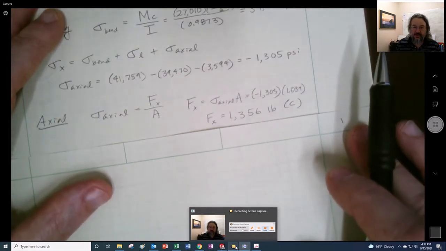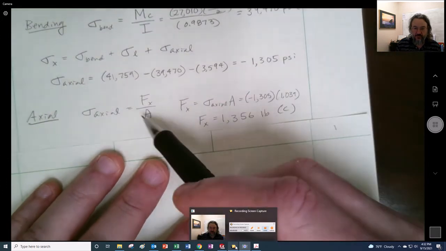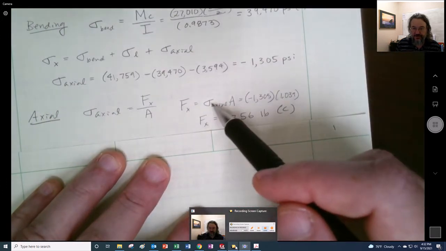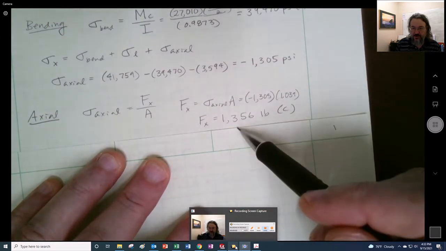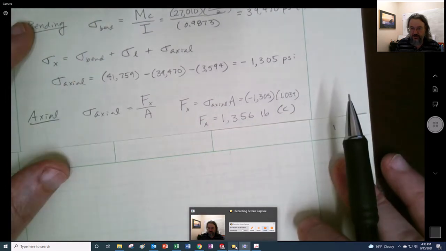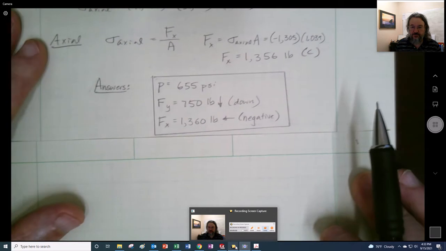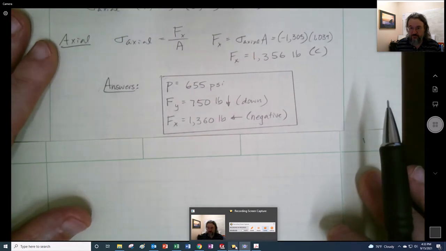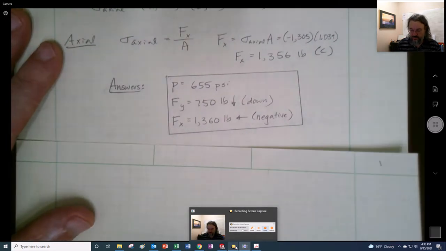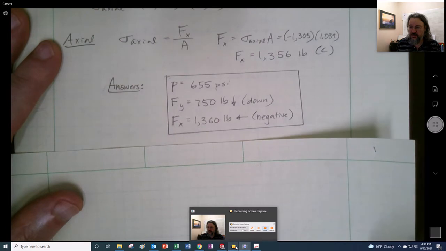So for the axial force that we have right there, we just have to multiply that axial stress times the area, and we get what that force is in compression. So there are the answers for that problem. And there's a chance I made some mistakes along the way.